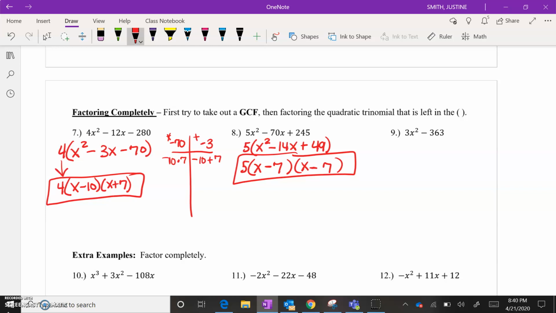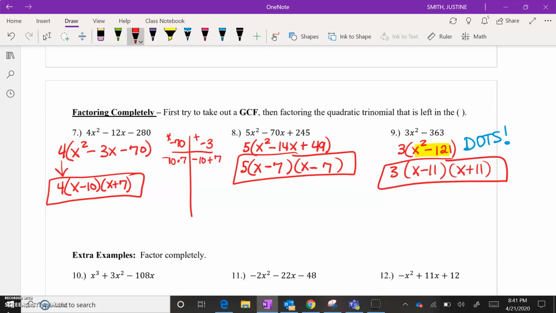All right, so for number 9, I'm going to take out a 3 and get x squared minus 121. And then, very exciting, we have DOTS. We have difference of two squares here. These are both perfect squares. I love DOTS. DOTS is my favorite. So again, bring down your GCF. And then x minus 11, x plus 11 would give me the x squared minus 121.